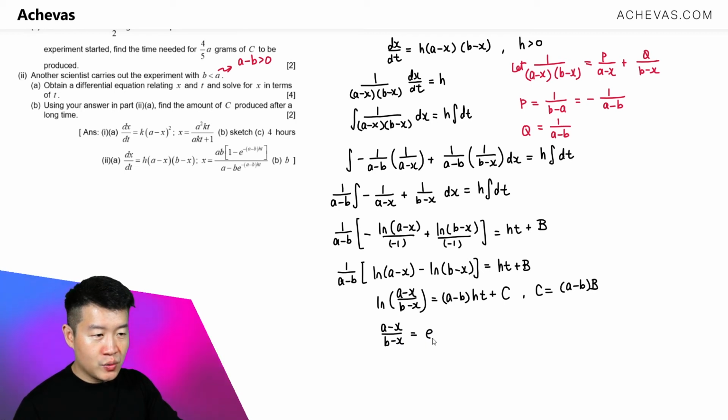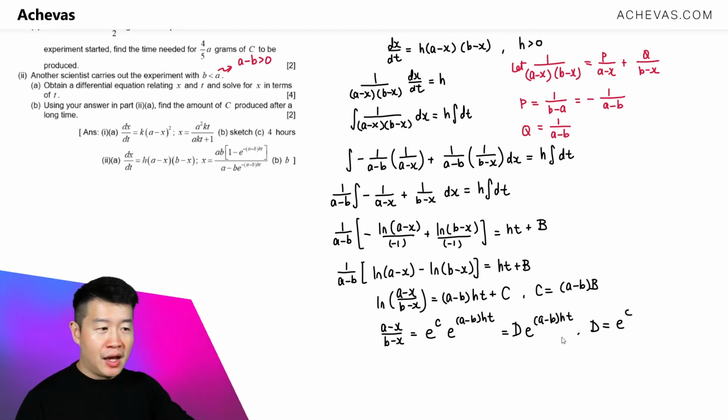is equal to e to the power of this, which I can also rewrite as e to the power of c multiplied by e to the power of (a - b)ht. So (a - b)ht, it is this. As for e to the power of c, I'm going to rewrite it and replace it by just another arbitrary constant d. So d e to the power of (a - b)ht, where d here represents e to the power of c.